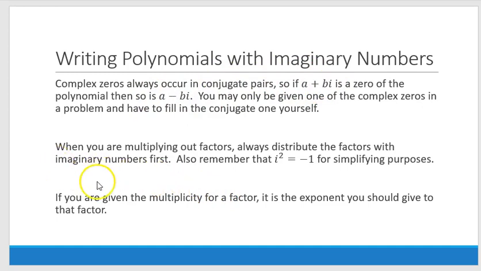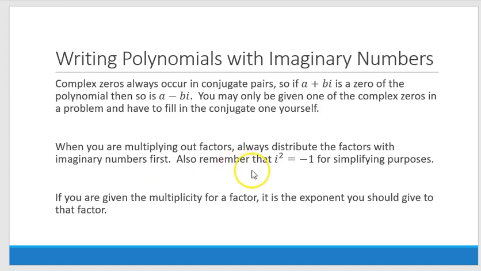Other hints I'm going to give you here. After you set up your x minus the zeros step, when you're multiplying out your factors, always distribute the factors that have imaginary numbers first. So when we were doing it with all real numbers, I told you it doesn't really matter what you multiply. This will save you a lot of time and trouble if you multiply the imaginary ones together whenever you have those imaginary answers or complex answers that you're given.